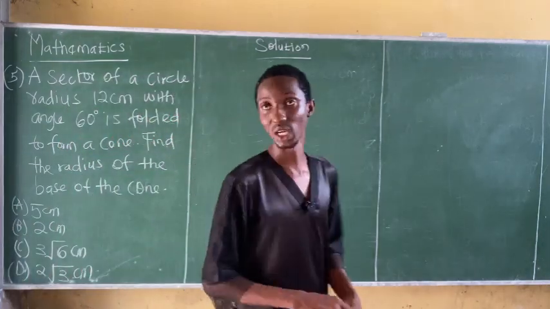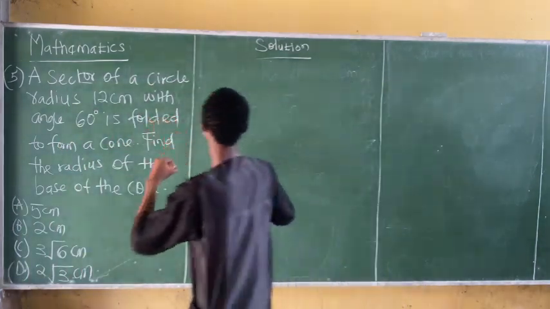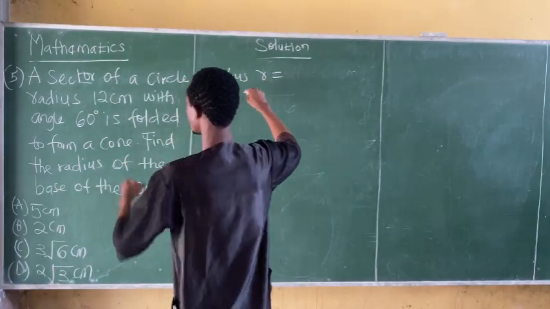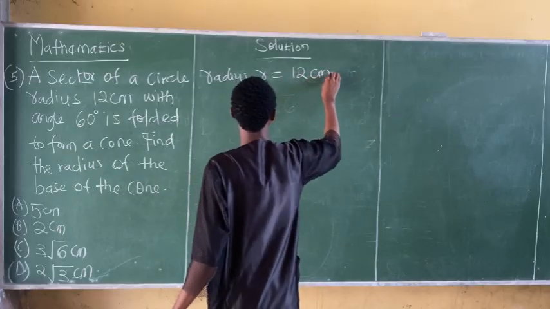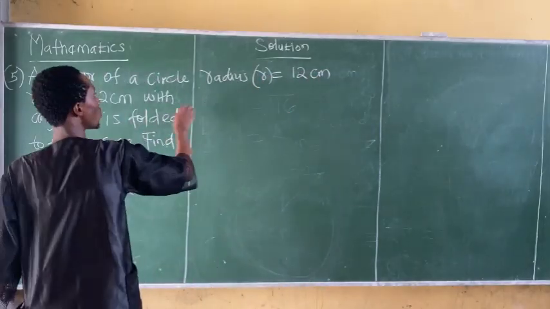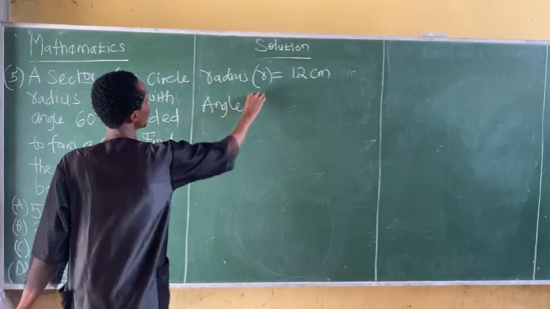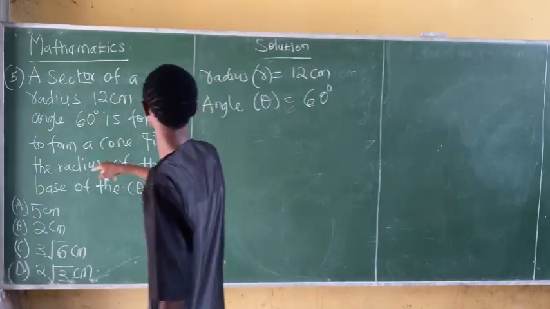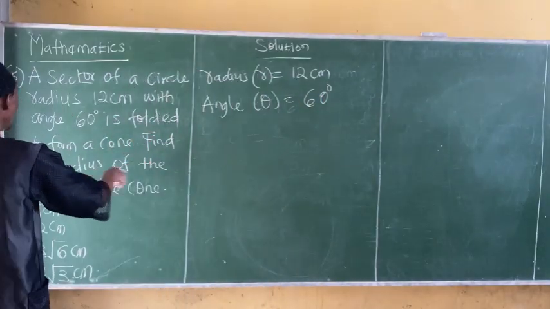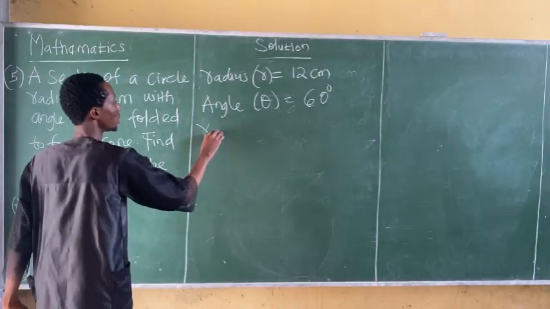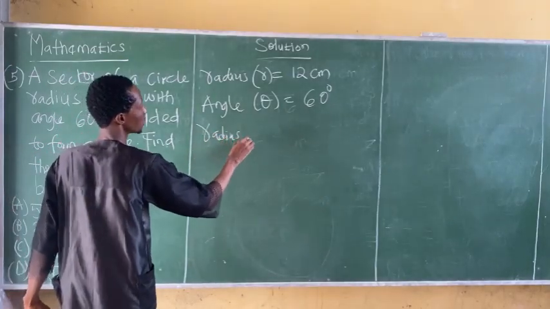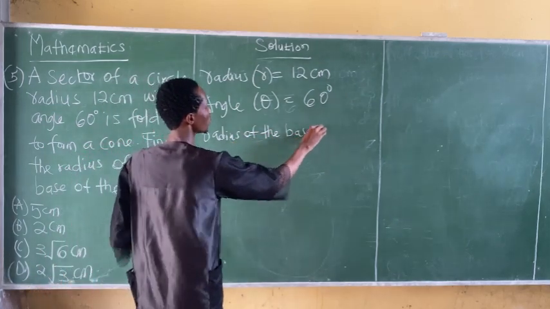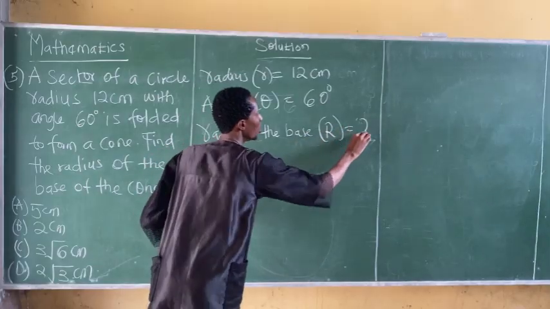So let's solve this question together. From the question, we were given what? The radius. So we have radius r to be equal to what? 12 cm. It says with an angle, so we have angle, which is theta, to be what? 60 degrees. They say it is folded to form a cone. Find the radius of the base of the cone. So let's say radius of the base, which is capital R, is unknown.